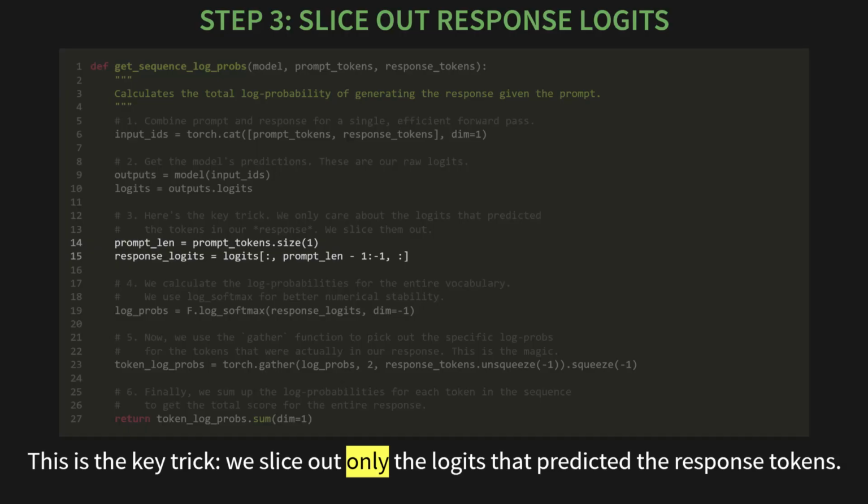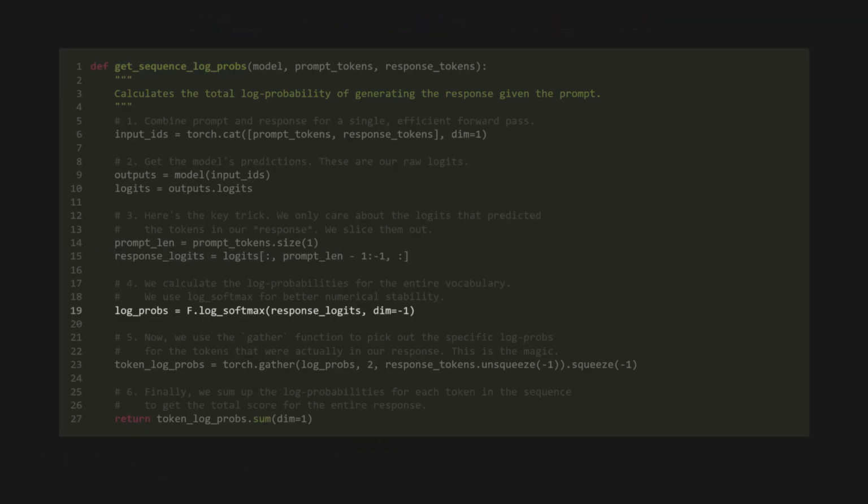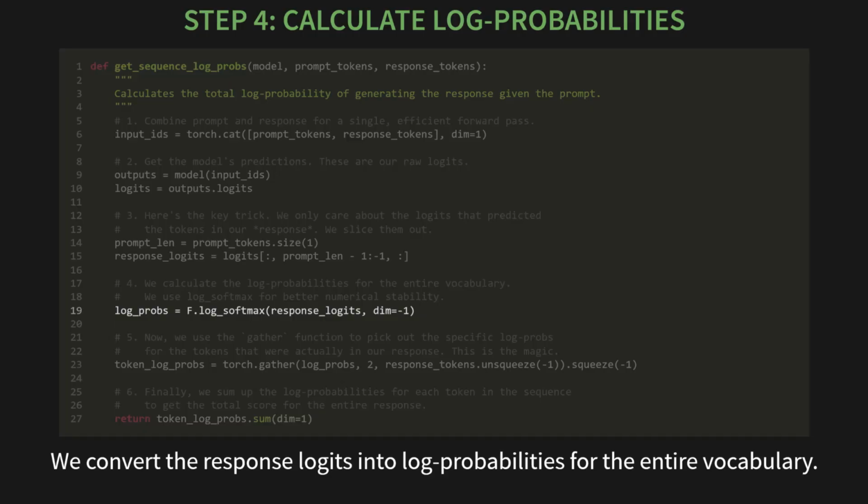Now this is the key trick. This is super important. We don't care about the logits for the prompt part. We only care about the logits that were used to predict the tokens in our response. So we do a very clever slice to grab just those specific logit vectors. Step 4. Calculate log probabilities. With our response logits isolated, we can now convert them into log probabilities.